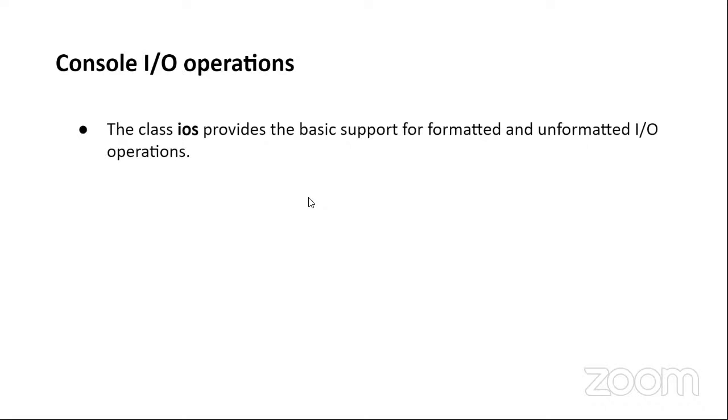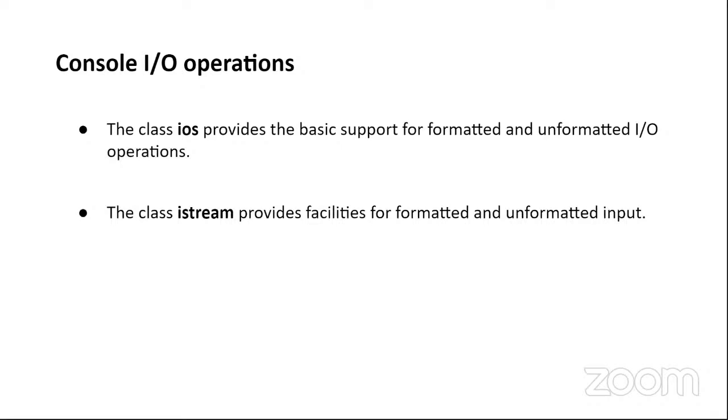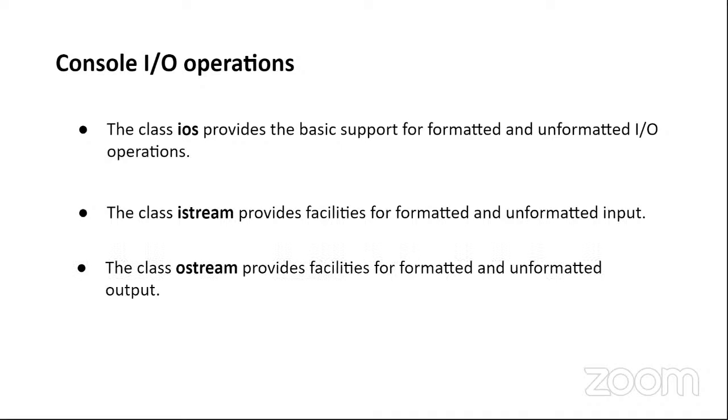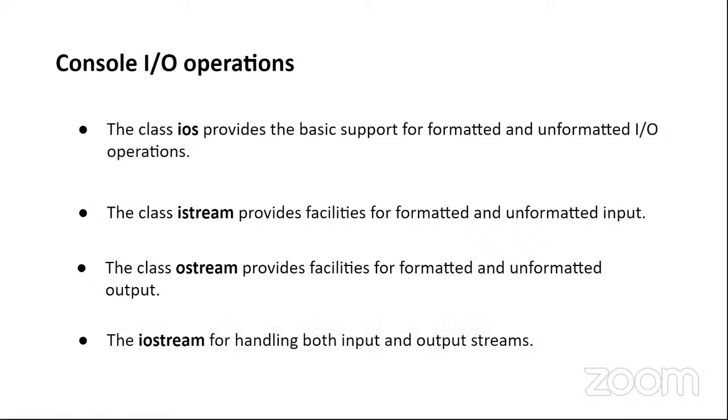The class ios provides the basic support for formatted and unformatted IO operations. The class istream provides facilities for formatted and unformatted input, and ostream for formatted and unformatted output, and iostream, which is derived from istream and ostream, will handle both input and output streams.